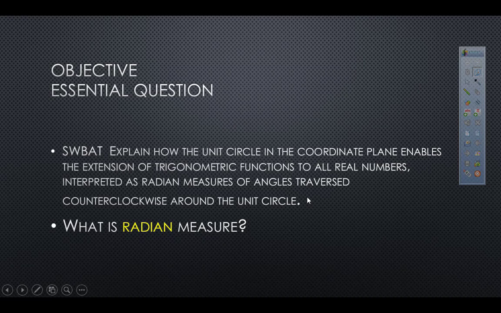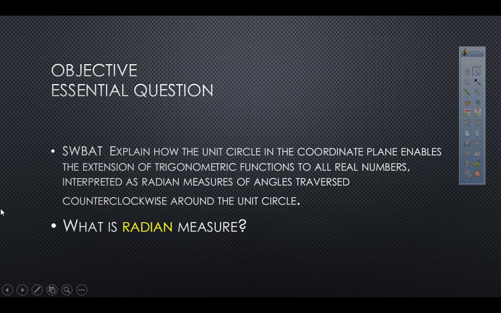So our objective today, students will be able to explain how the unit circle in a coordinate plane enables the extension of the trigonometric functions to all real numbers, interpreted as a radian measure of angles traversed counterclockwise around the unit circle. Actually, I'm going to show you this mainly in this lesson, and hopefully it'll make more sense.